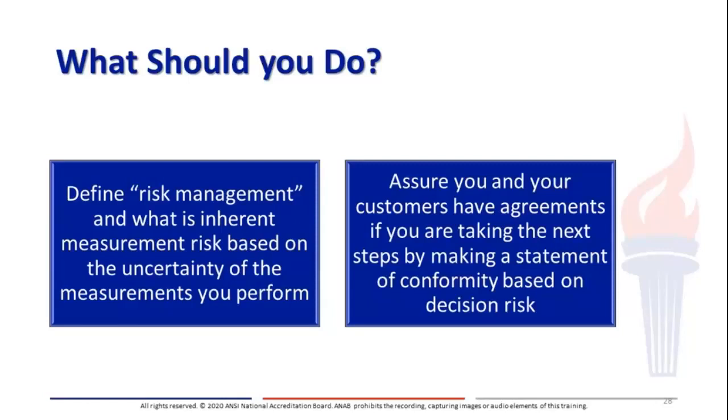So we have to understand, do we want to try to do the best that we can and drill down on the contributors and do that design of experiment to understand what each one of those contributors means to the overall process. That's only going to help us out. Assure you and your customers have agreements if you're taking the next steps to making a statement of conformance based on the decision risk. That's one, first and foremost. We have to, again, define, document, and understand that. And the agreement has to be in place with the customer.